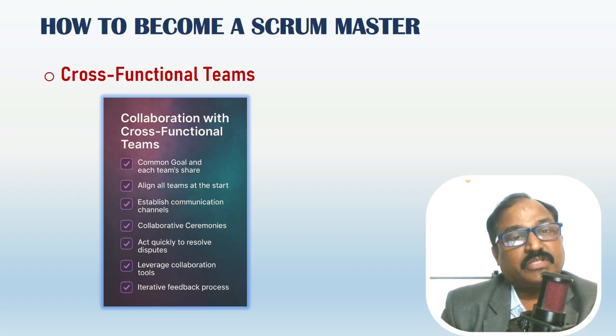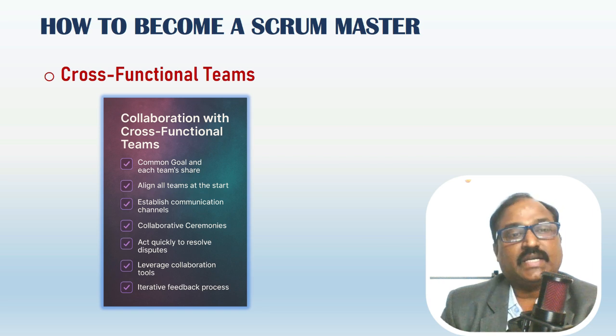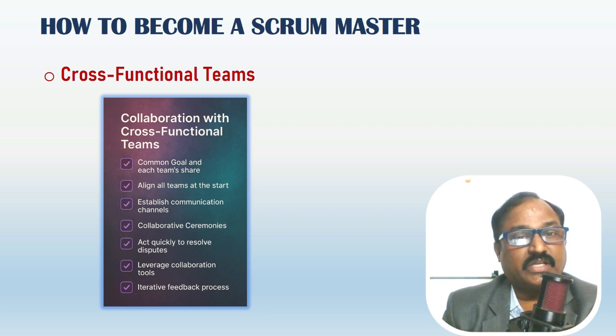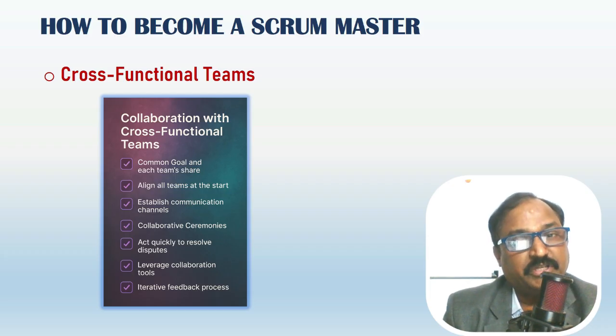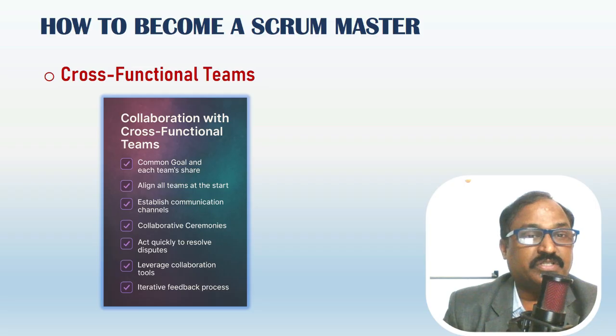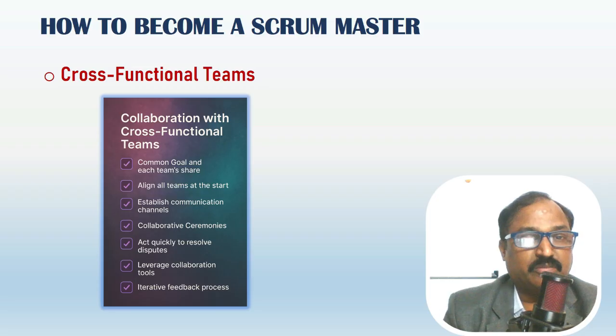Key areas of collaboration with cross-functional teams are: establish a shared goal, explains each team that we are all working to achieve a common goal. Align all teams at the start. Bring all the core teams at the starting of the sprint, say in backlog refinement, and make sure requirements are the deliverables understood clearly by each team. Establish communication channels, set up daily calls, use Slack or Teams for instant communications. Collaborative ceremonies.